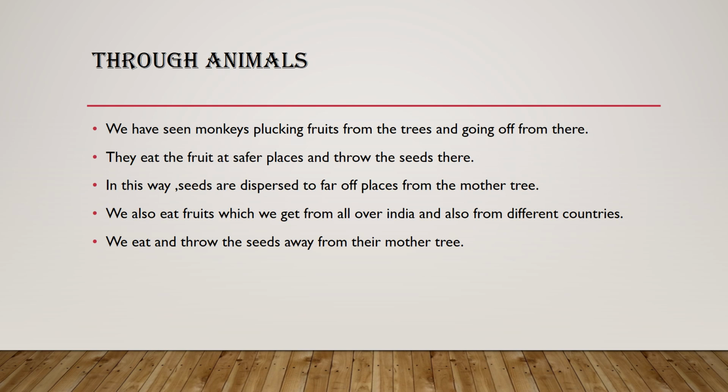They have plucked a fruit from one place, and after eating the fruit they throw the seeds in a second place. So what happened? There is a dispersal of seeds of the fruit from one place to a second place. In this way, seeds are dispersed to far-off places from the mother tree. So we have understood how through the monkey, or so many animals which eat the fruit, seeds can be dispersed from one place to another.